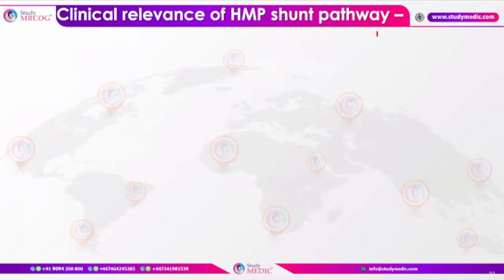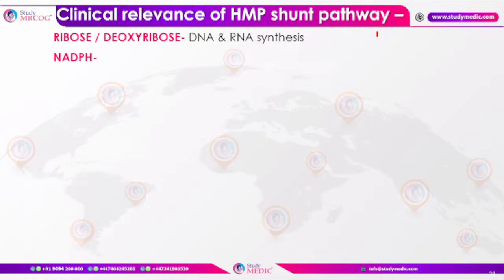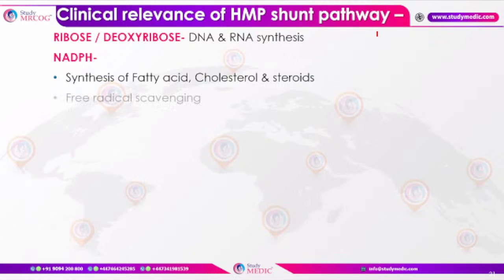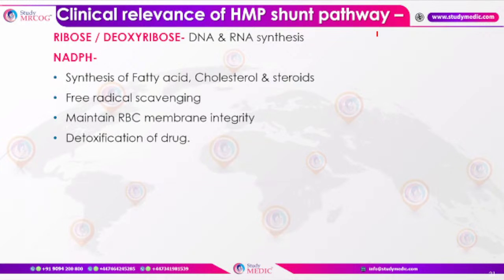So the importance of this HMP pathway: one is DNA and RNA formation. It is required for NADPH formation. This NADPH in turn is required for fatty acid synthesis, and cholesterol and steroid synthesis. We just saw how it is required for free radical scavenging, and we learned that glutathione peroxidase, which is selenium dependent, was the important enzyme there, and it is required to maintain the RBC membrane integrity. And this NADPH also helps in the detoxification of various drugs.